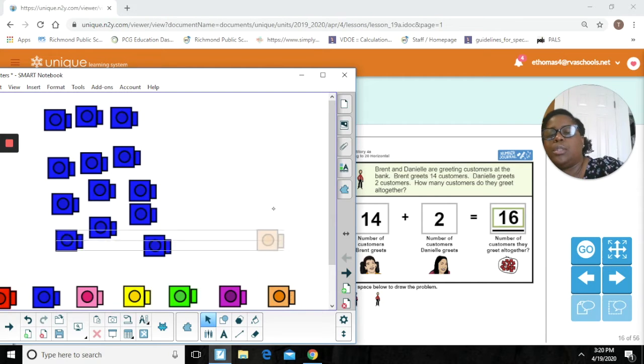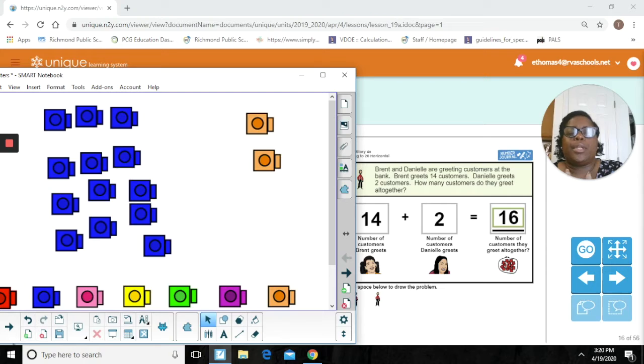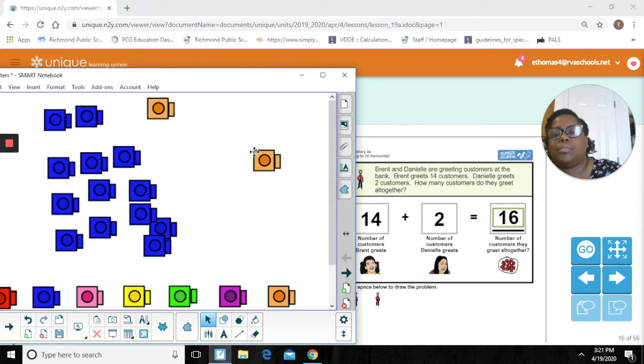Yes, 2. 1, 2. And did you remember that whenever we add, we're going to put these groups of items together and we're going to count them all together. So let's do that. I'm going to move it over. And let's count them all together.